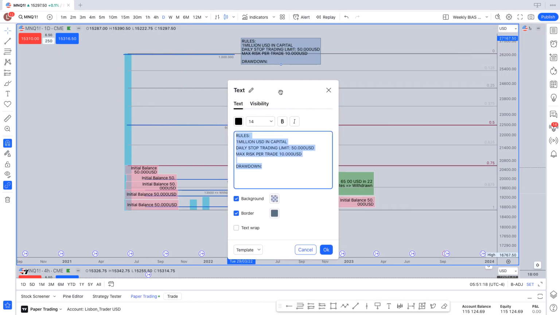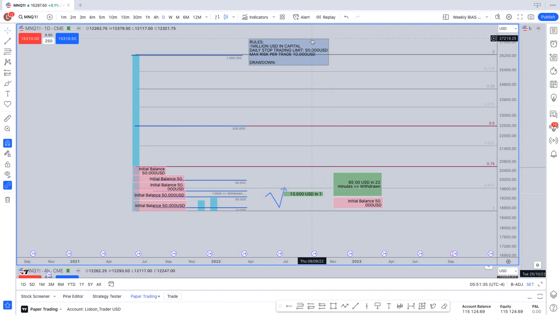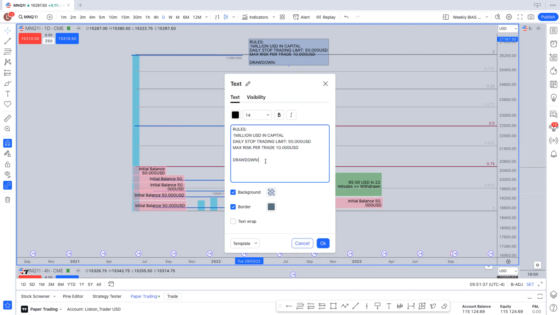Guys, just about to write here the rules of this project. This is a call for investment of 1 million US dollars in capital with a daily stop trading limit of 50k per day, meaning this is the total capital that can be lost in a day.